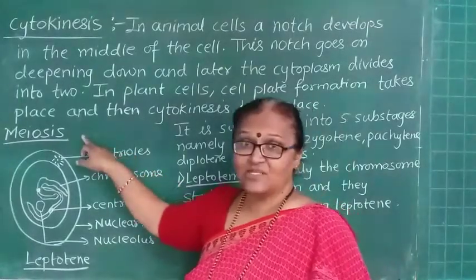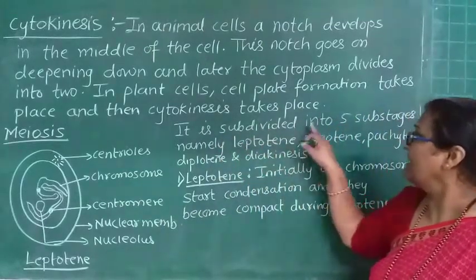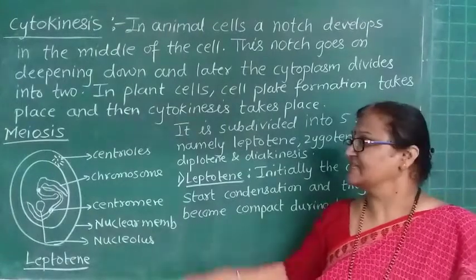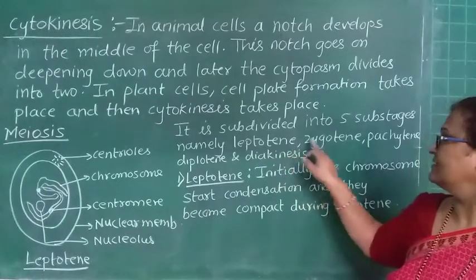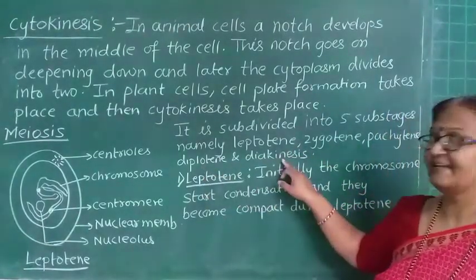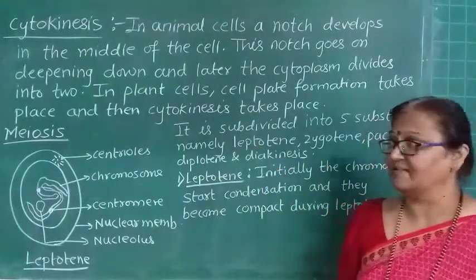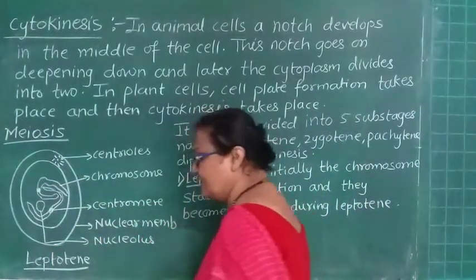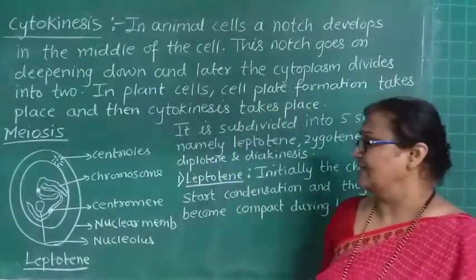Now we are going to see meiosis. It is subdivided into 5 substages. The 5 substages in meiosis are leptotene, zygotene, pachytene, diplotene and diakinesis. These are the 5 stages which are formed in meiosis. The first stage that we are going to see is leptotene. What does leptotene tell us?